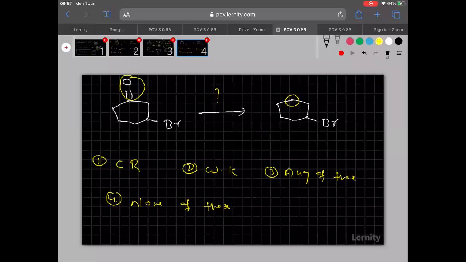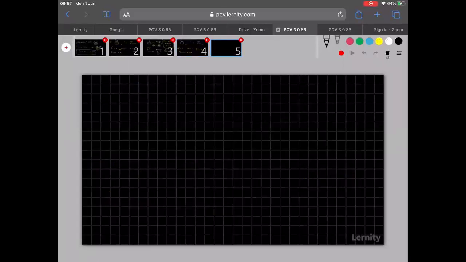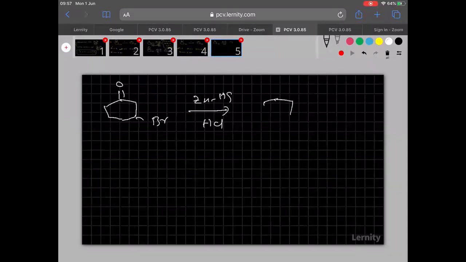Clear? So here, what is the answer? The answer is the Clemmensen's reduction. Why Clemmensen? Let me go to the next slide to explain this one. So now, see clearly everyone. This is the compound given to us. If I use the Clemmensen, what is the Clemmensen reagent? Zinc amalgam in HCl. Then C double bonded O converts to CH2 and this bromine will be as it is. So this is the preferable one.